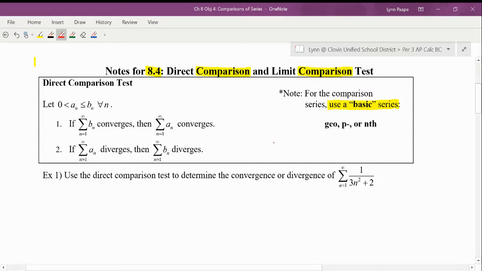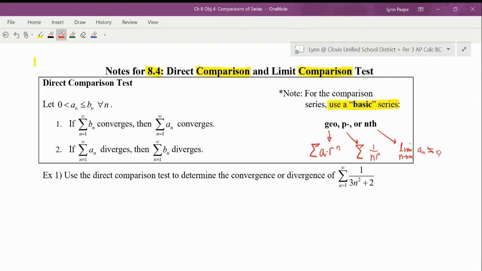So we have our geometric, right? So the geometric is the one that has some sort of coefficient and then some sort of ratio to the power of n. And then our p-series is when we have 1 over n to some sort of power, right? And then our nth term test is when we take that limit to infinity of whatever that sequence is, and as long as it doesn't equal 0, then we know it diverges. So it doesn't help us with convergence, but it will help us with divergence.